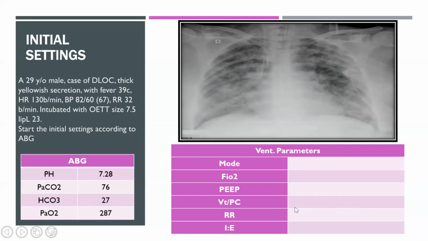I will set my pressure limit around 30 to 35. The RR, depending on the CO2, I'll make it around 20 and I will reassess it with another ABG after 30 minutes. And the IE ratio, I'll make it 1 to 3 seconds.